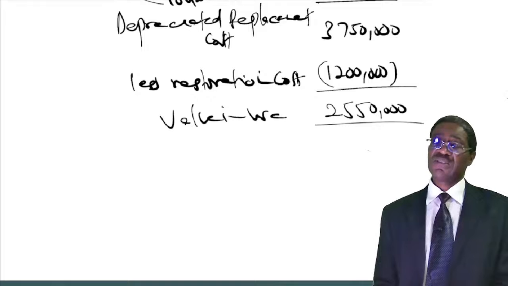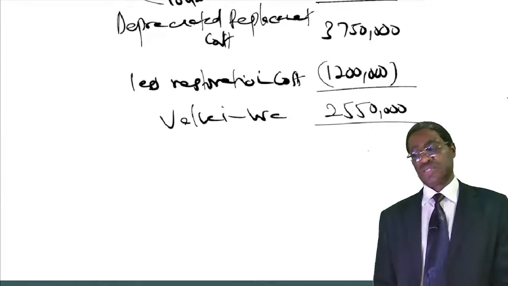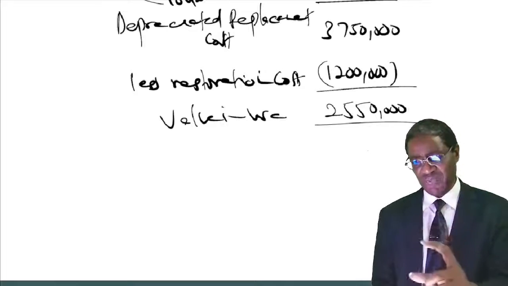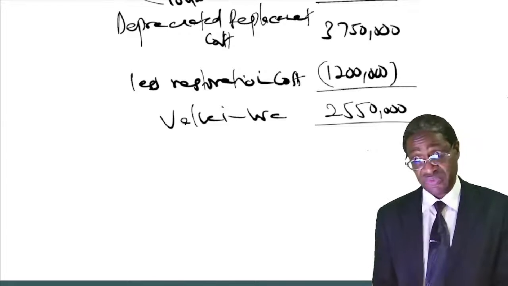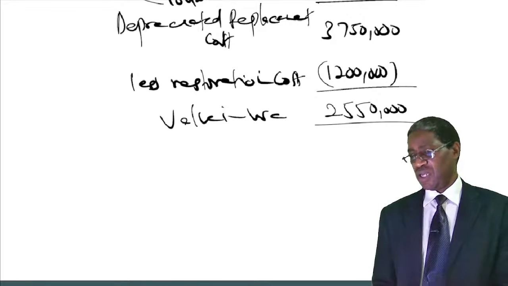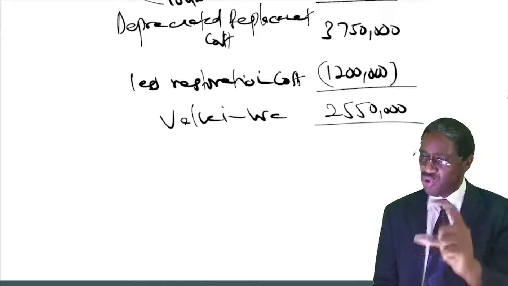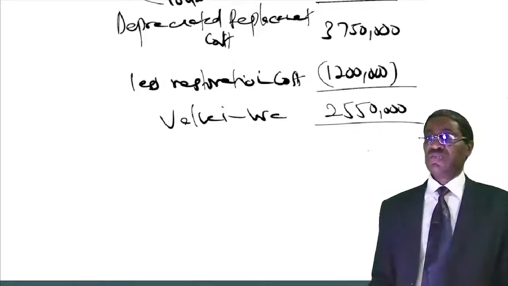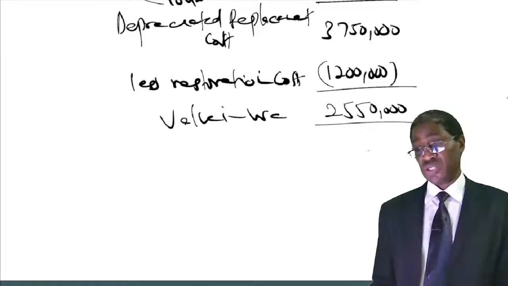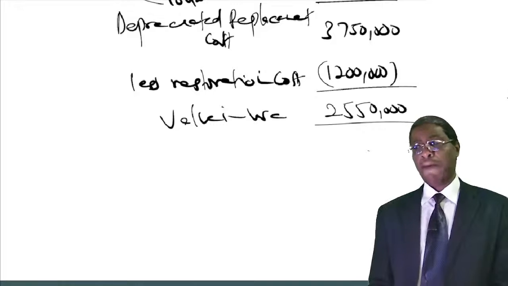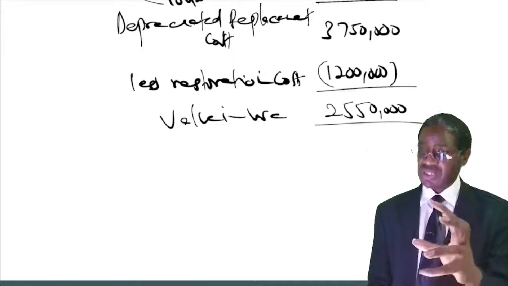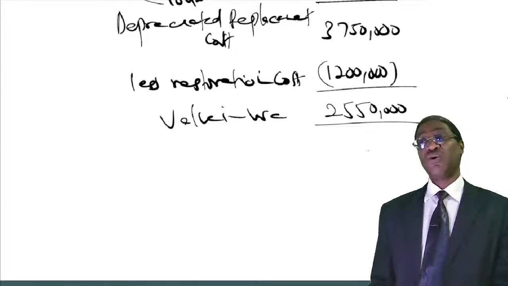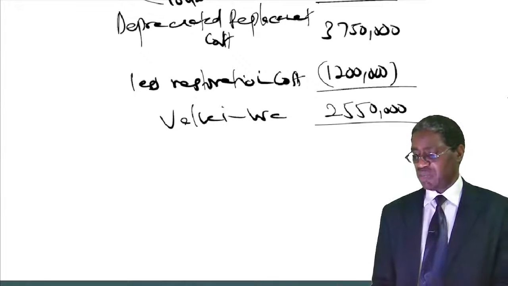You can say something like this: since the asset does not have a net realizable value, then the value in use of shillings 2,550,000 becomes the recoverable service amount of the asset.